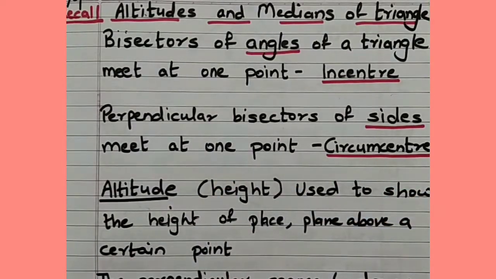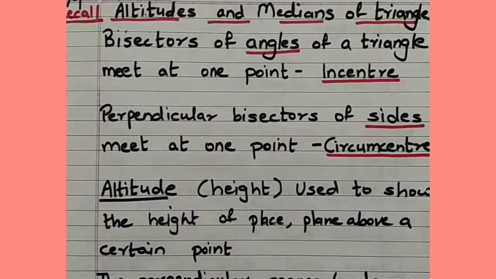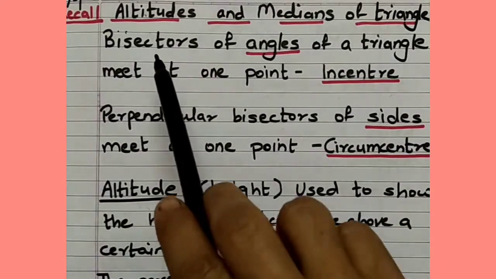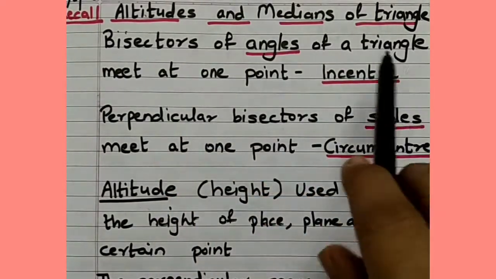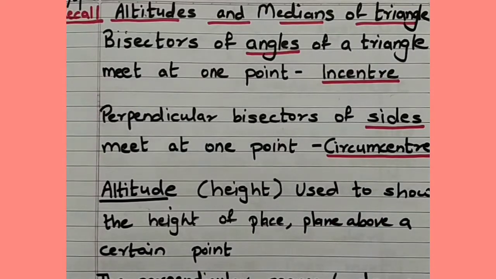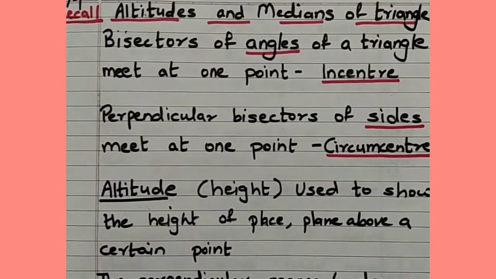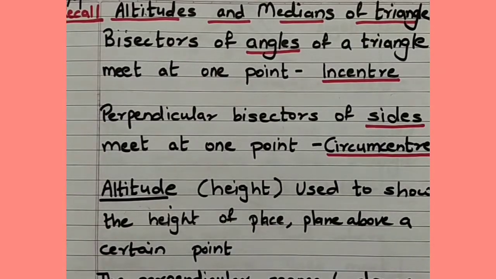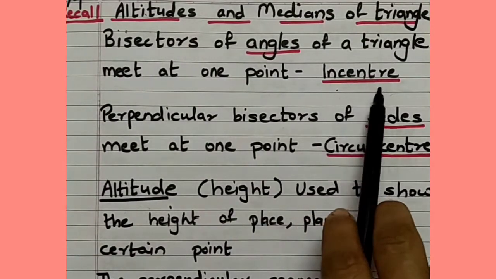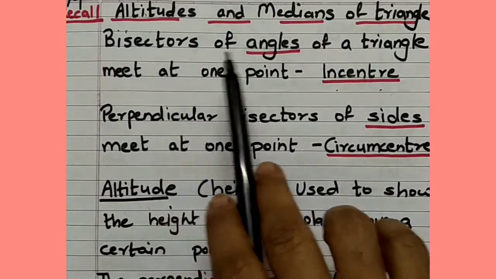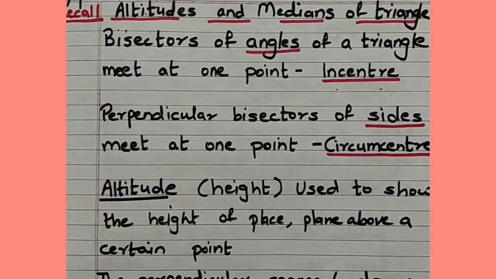Whenever any angle is drawn and we divide that angle into two equal parts, we say that we have bisected the angle. Now when we bisect each angle of a triangle, all the three bisectors of a triangle meet at one point inside the triangle, and that point is known as the incenter. So what is the incenter? It is the point inside the triangle where the three angle bisectors meet.